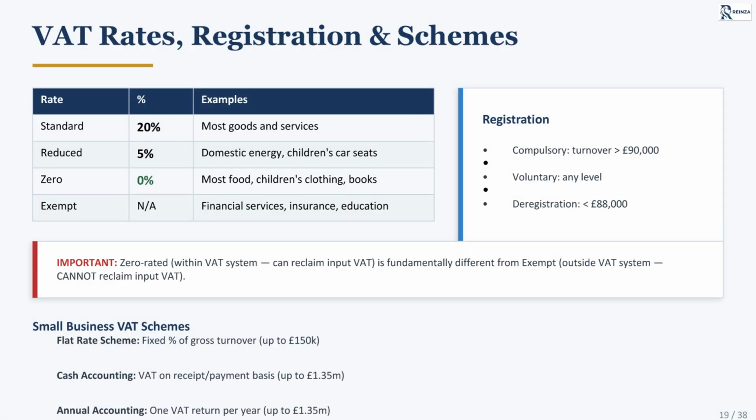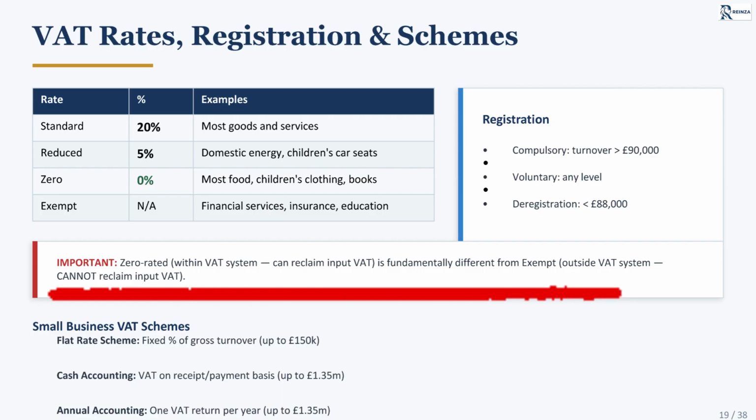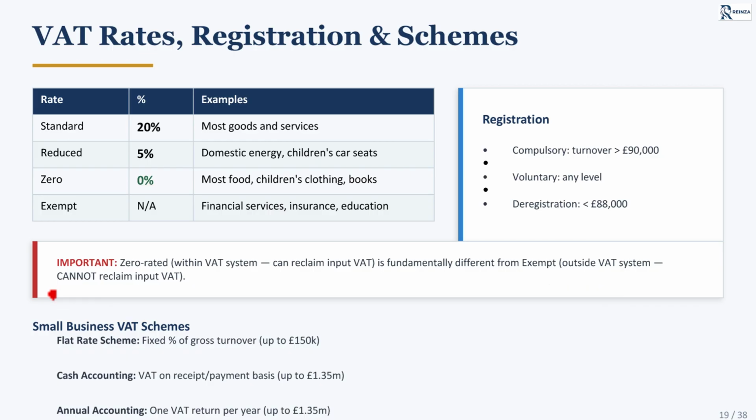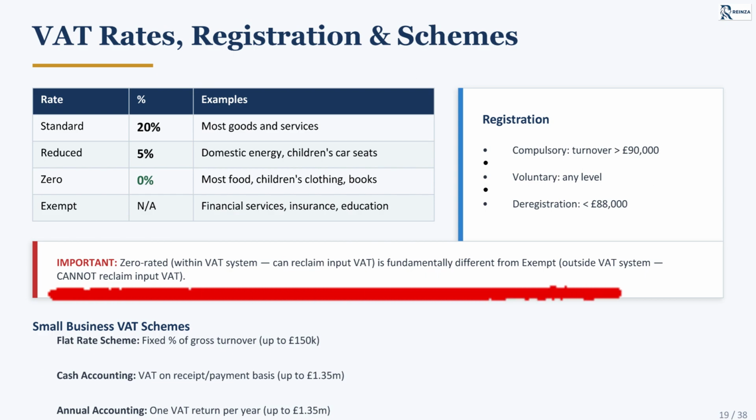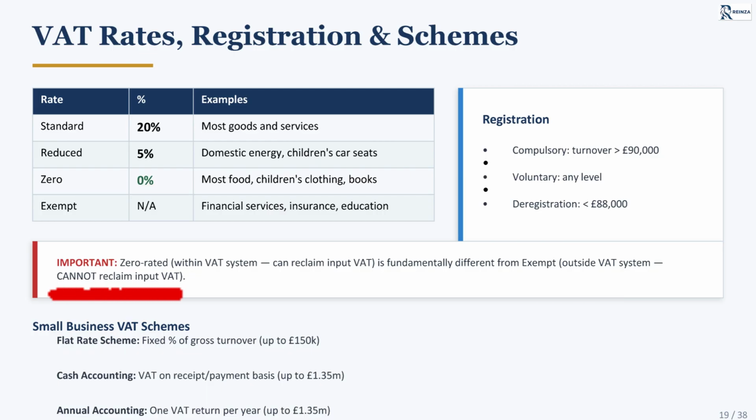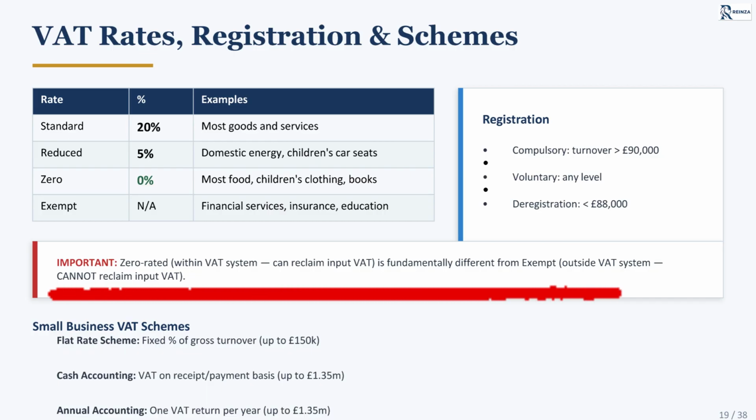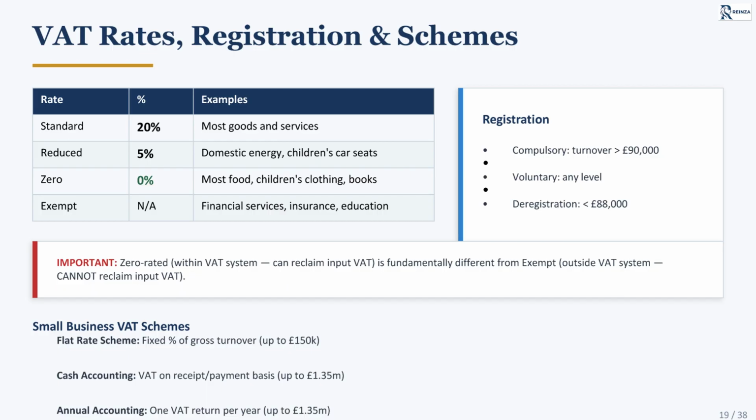Now, here is a crucial distinction that many people get wrong. Zero-rated and exempt are not the same thing. Zero-rated supplies are within the VAT system. You charge 0% VAT, but you can still reclaim the VAT on your business purchases related to those supplies. Exempt supplies are outside the VAT system entirely. You do not charge VAT, but you also cannot reclaim the VAT on purchases related to those supplies. This distinction can have a significant financial impact.